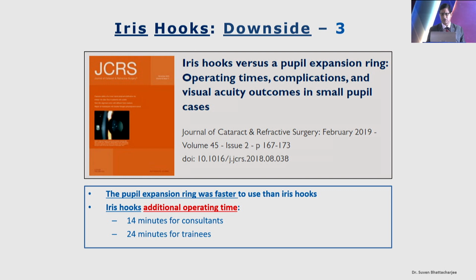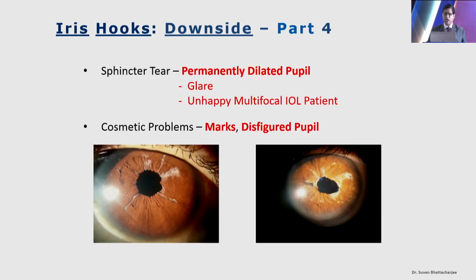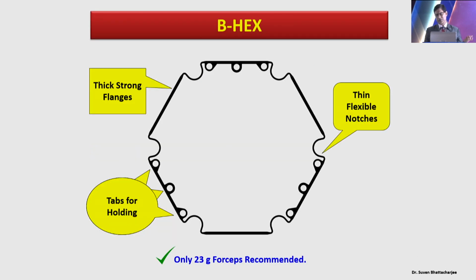And a publication in 2019 in the JCRS suggested that iris hooks do take a longer time than pupil expanders, 14 minutes for consultants and 24 minutes for trainees. And of course, we could have a permanently dilated pupil, which could be very annoying for multifocal patients, and of course, cosmetic issues. So we come to pupil expanders like the BHEX.